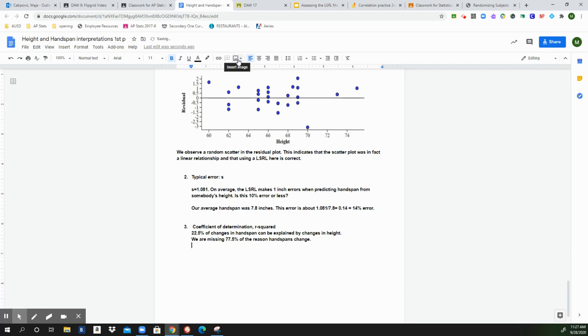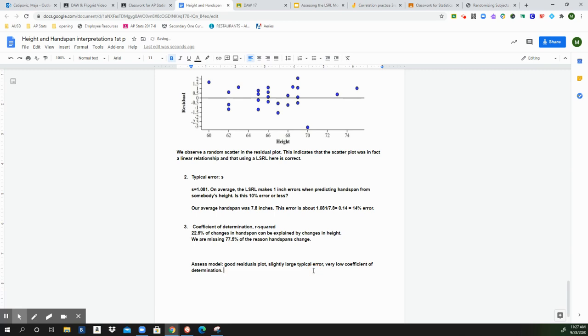So for assessing the model, pulling it all together, we have a good residual plot, no concerns. A slightly large typical error from the line, a little bit of a concern. And a very low coefficient of determination. That is my concern. That is the primary concern. So it was like no problem, small problem, and oh boy.